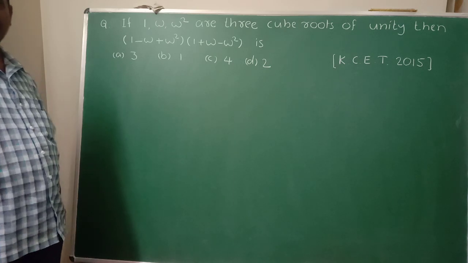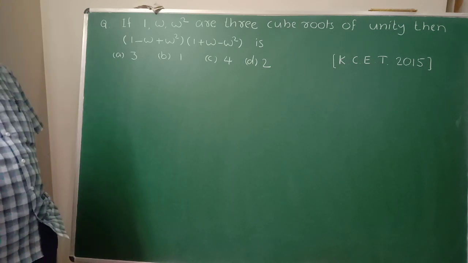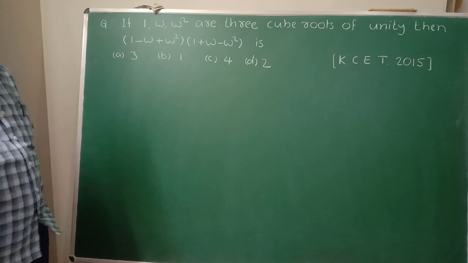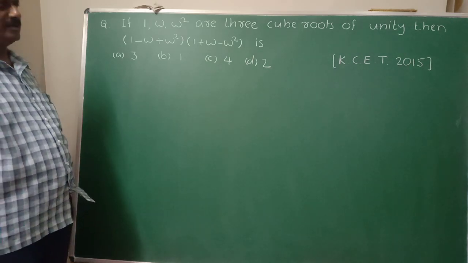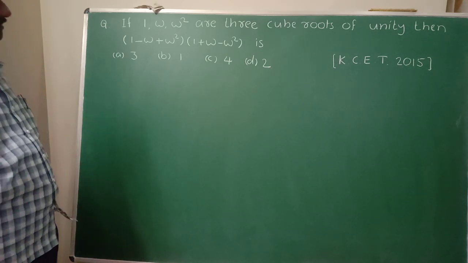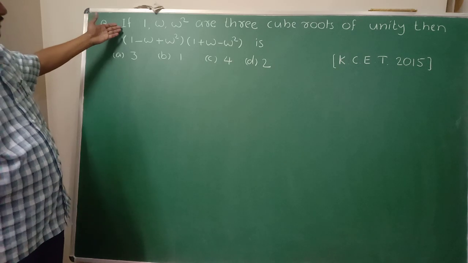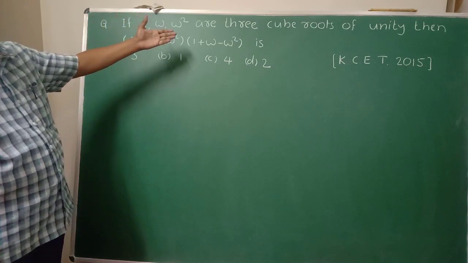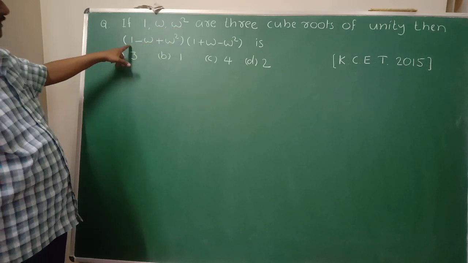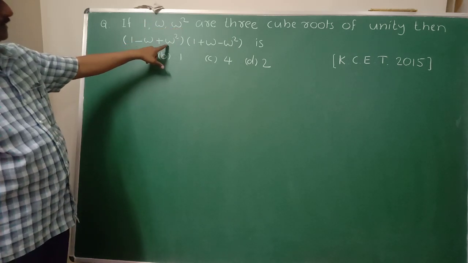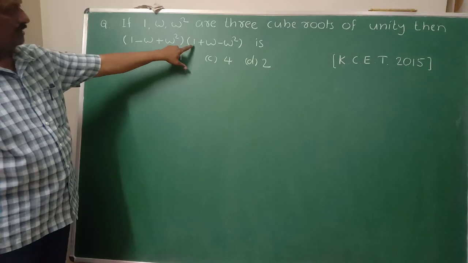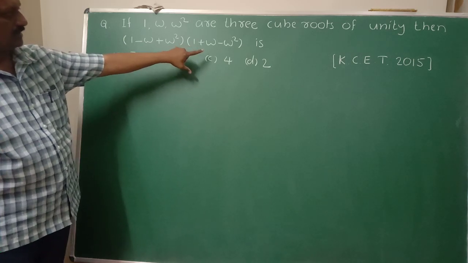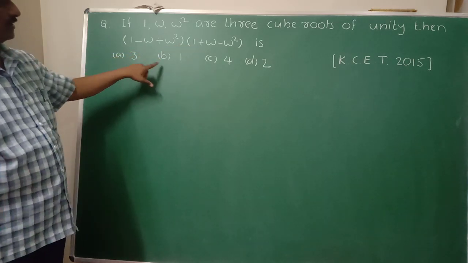So now I am solving examples on square roots of unity, cube roots of unity, fourth roots of unity, and so on, nth roots of unity. First example: if 1, omega, omega square are the 3 cube roots of unity, then 1 minus omega plus omega square into 1 plus omega minus omega square is, okay, 4 options are there.